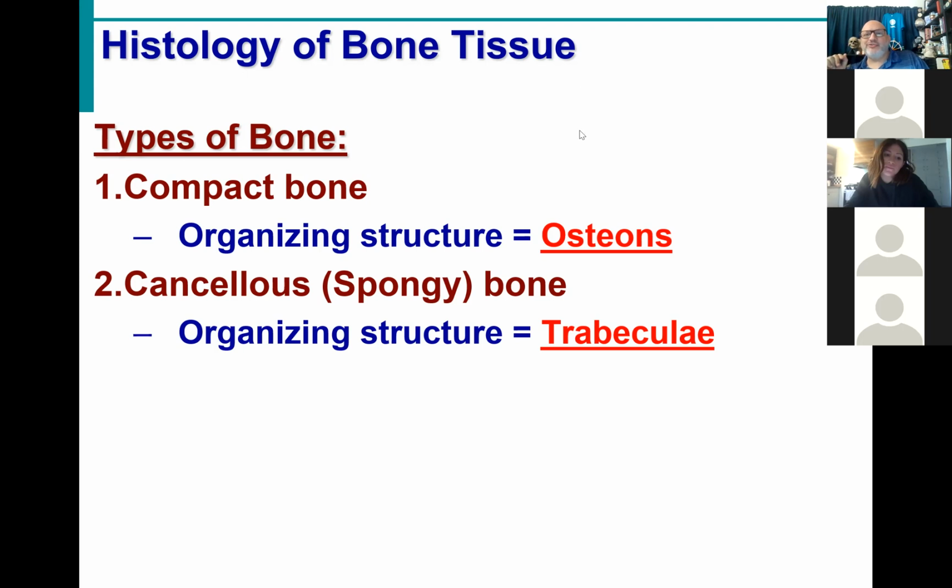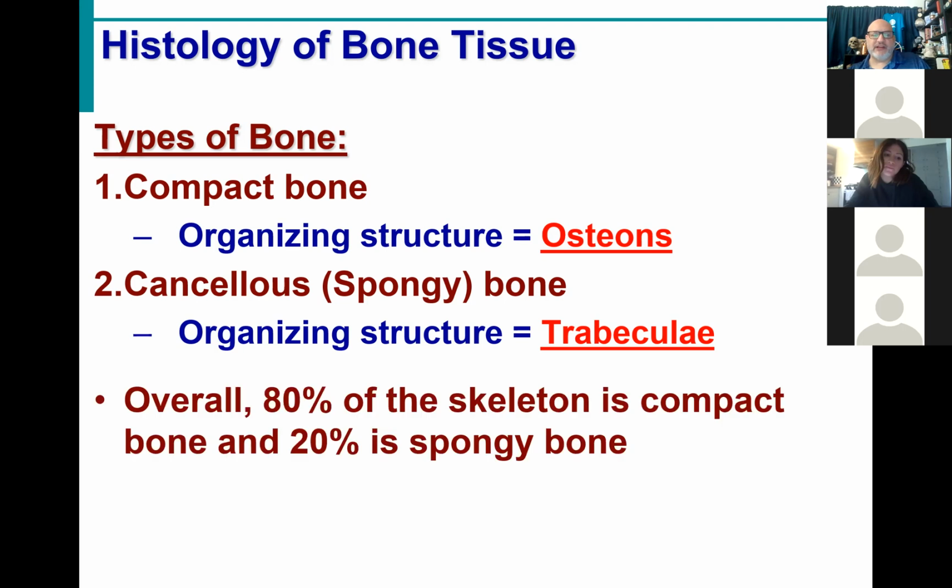Now, while there are two types of bone connective tissue in our bones, the organs, the vast majority, about 80% of the bone is compact bone, and that is what you see from the outer surface. All of the spongy bone is found on the inside of the bones. So when you look at a skeleton, you do not see any spongy bone. All you're seeing is the compact bone, and the spongy bone is inside.